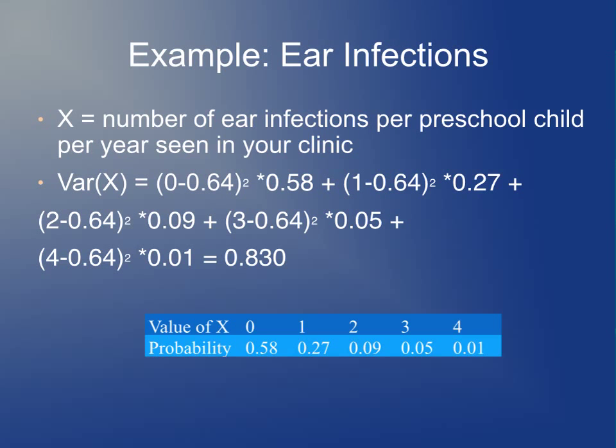Similarly, if we want to find the variance of the number of ear infections per preschool child, that would be 0 minus 0.64 squared times 0.58, plus 1 minus 0.64 squared times 0.27. Again, add all that up, and it comes out to be 0.830.